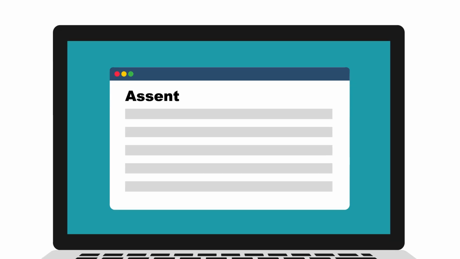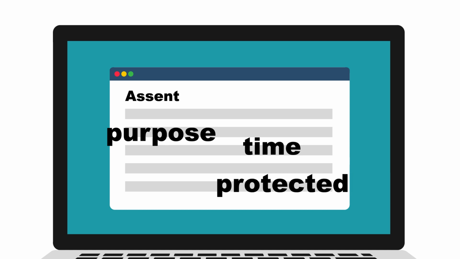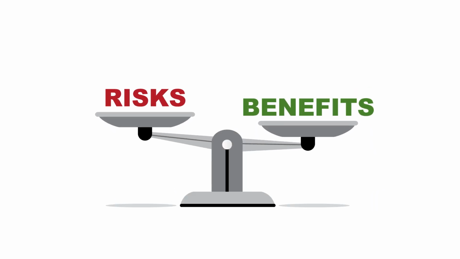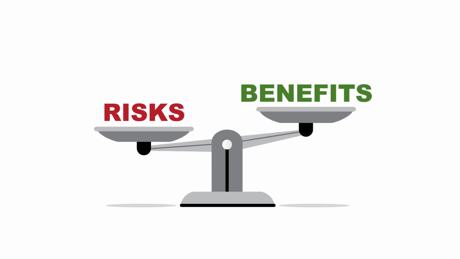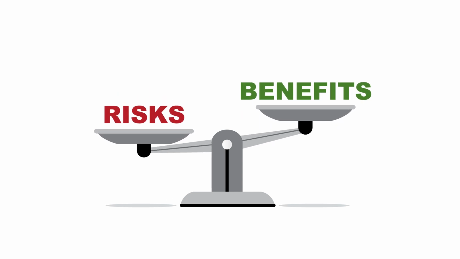Write the assent in plain language and include the purpose of the survey, the amount of time it should take to complete it, how data will be used and by whom, how data will be protected to maintain youth confidentiality, and when data will be archived or destroyed. This allows youth to weigh the risks and benefits before they agree to participate.